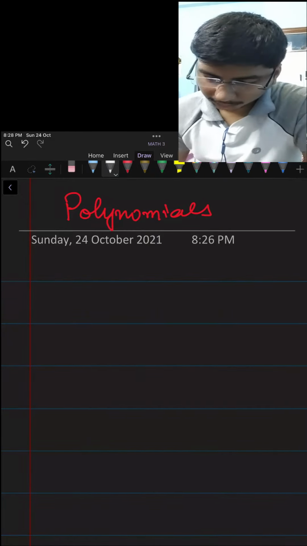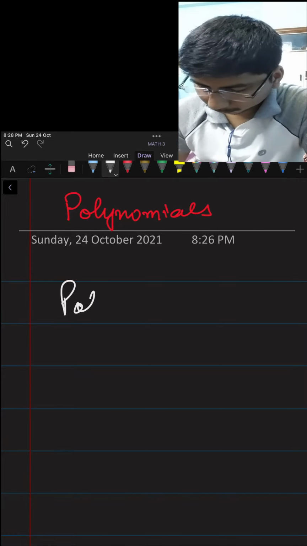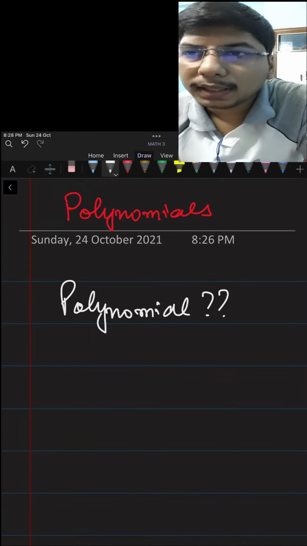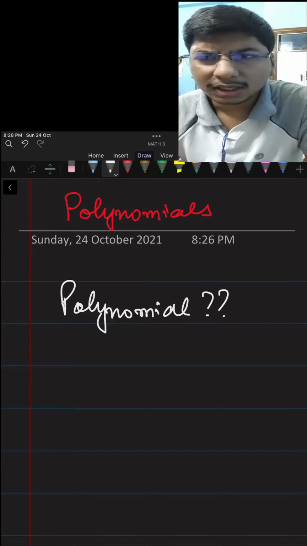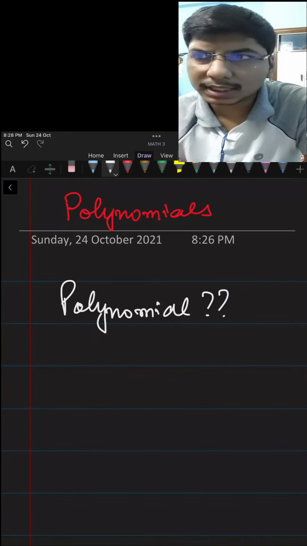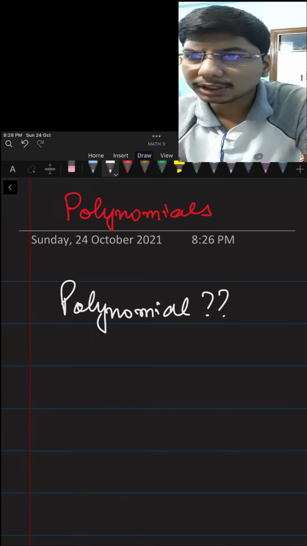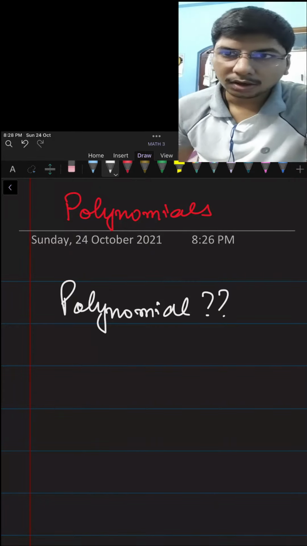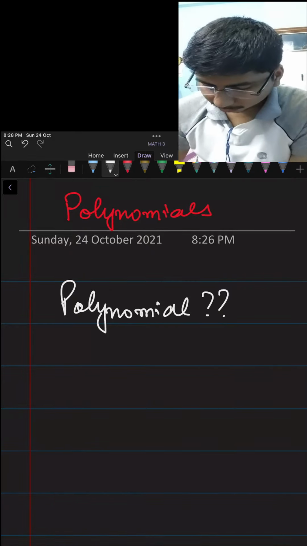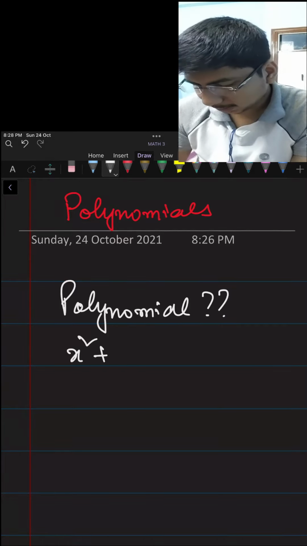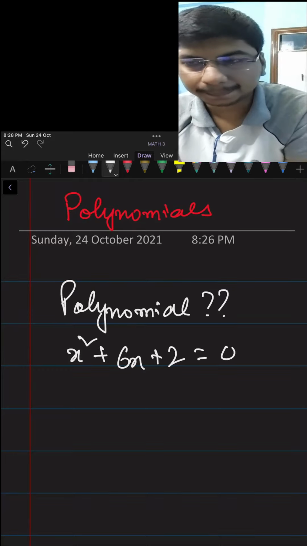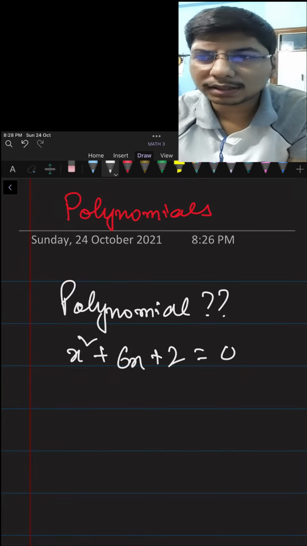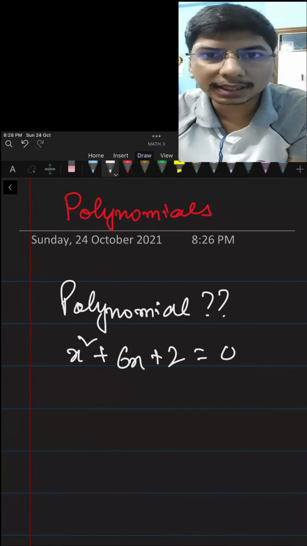What is a polynomial? In mathematics, a polynomial is an expression consisting of some coefficients and variables, which are also known as indeterminates. So this is a polynomial, like x square plus 6x plus 2 equals 0. This is a polynomial.